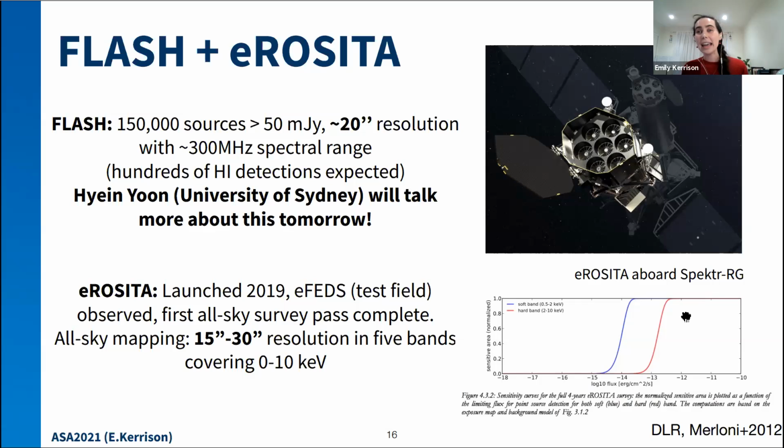Well, the FLASH survey is a survey of the entire southern sky. We aim to pick up about 150,000 sources brighter than 50 millijansky in the radio. And everything's going to be imaged at 20 arcseconds resolution. So we expect to detect hundreds of H1 absorbers. I won't go too much into this because Hayden is going to give a fantastic talk about this tomorrow, so you should check that out if you want to learn more. But this works really well with eROSITA because it's a very similar angular resolution. eROSITA is going to image the entire sky at about 15 to 30 arcseconds, and it's going to have very similar energy bands to what we see in XMM-Newton.